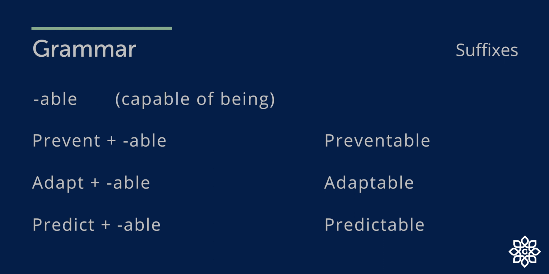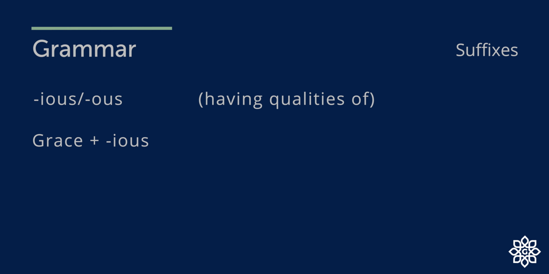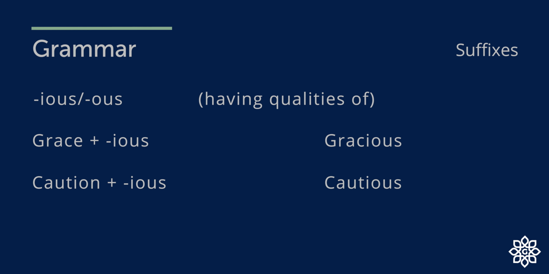Let's look at another suffix, ious or ous. It means having qualities of. So when you add ious or ous to the word grace, it becomes gracious. With the word caution, it becomes cautious. With the word humor, it becomes humorous. Note that these are adjective suffixes.